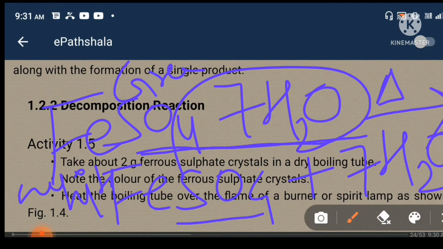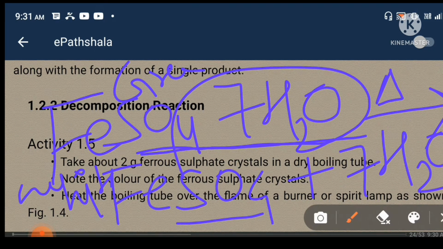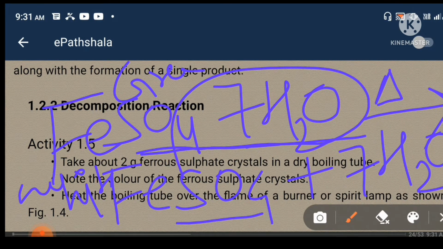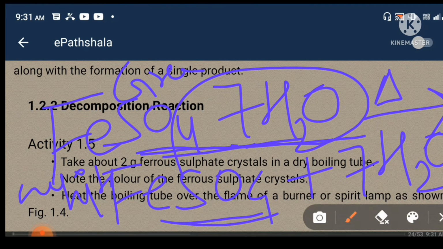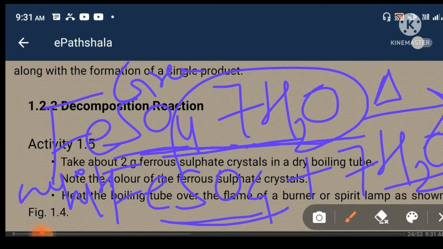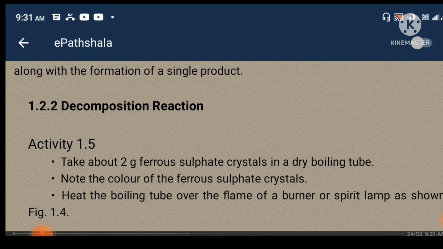So what is the observation here? We have observed that when ferrous sulfate heptahydrate is heated, where hepta means 7 molecules of water, it forms ferrous sulfate and loses 7 molecules of water, and its color changes from green to white. This is the observation here.